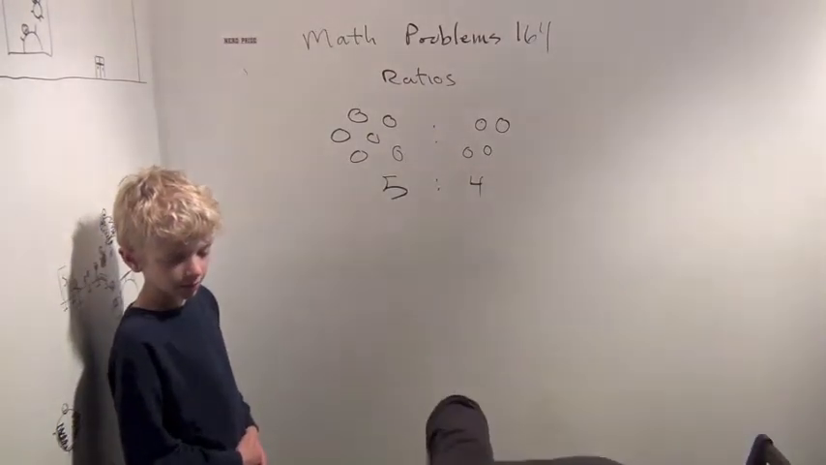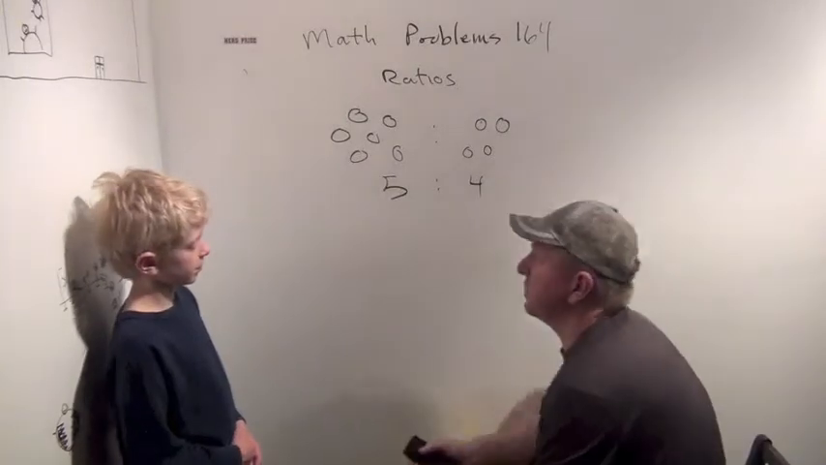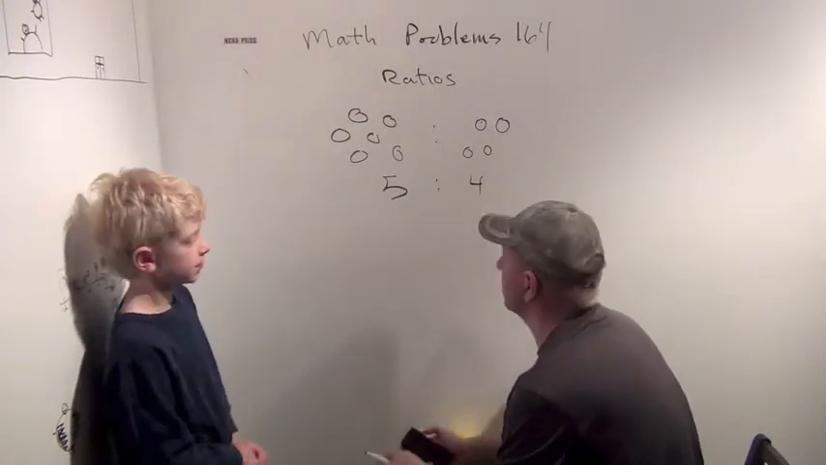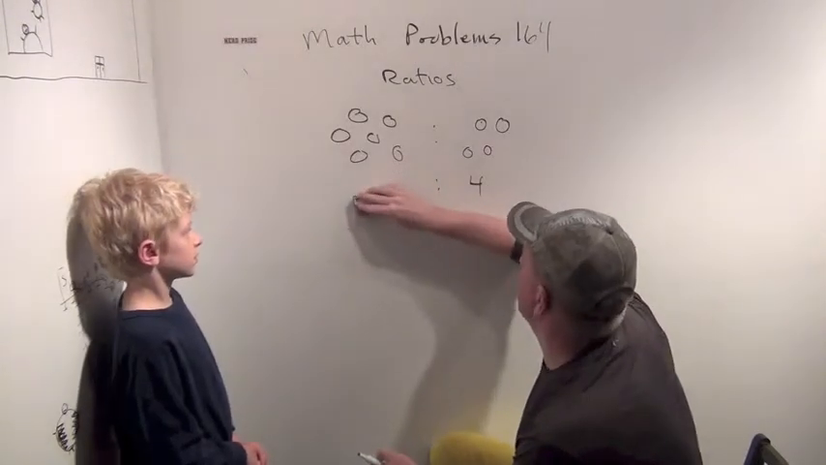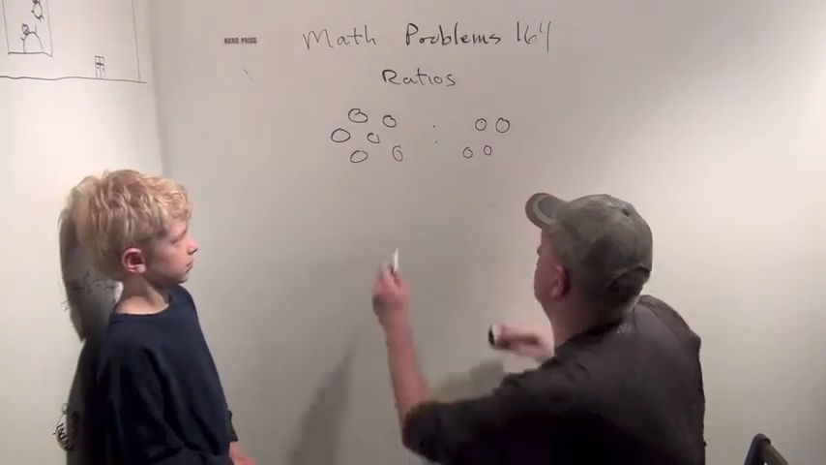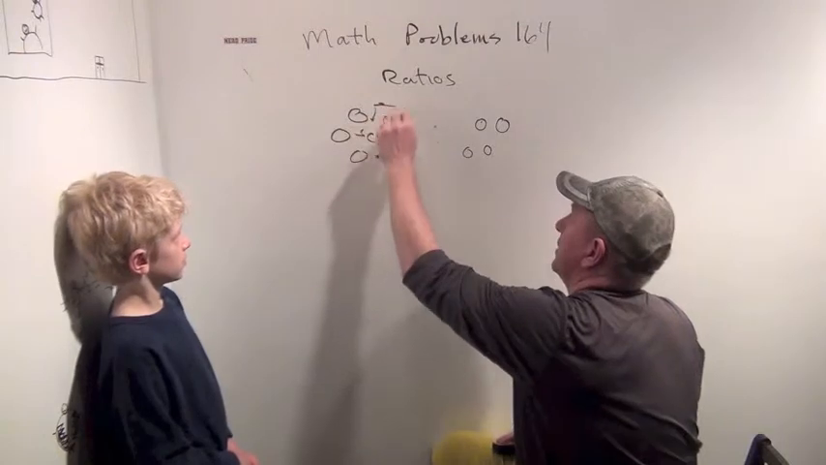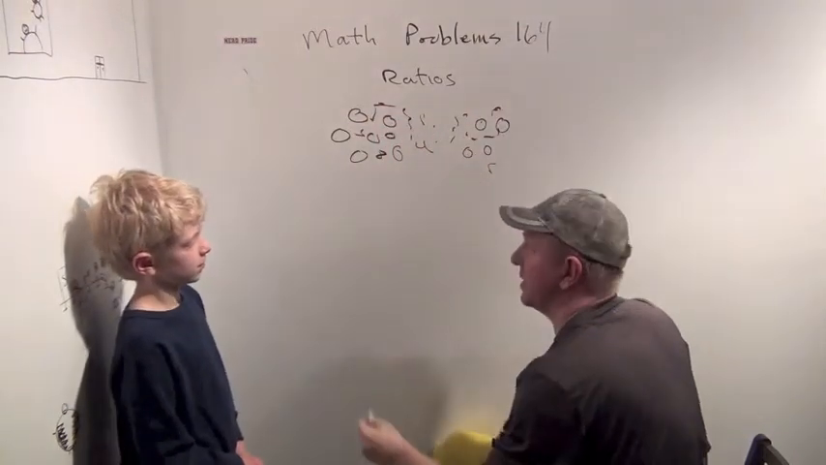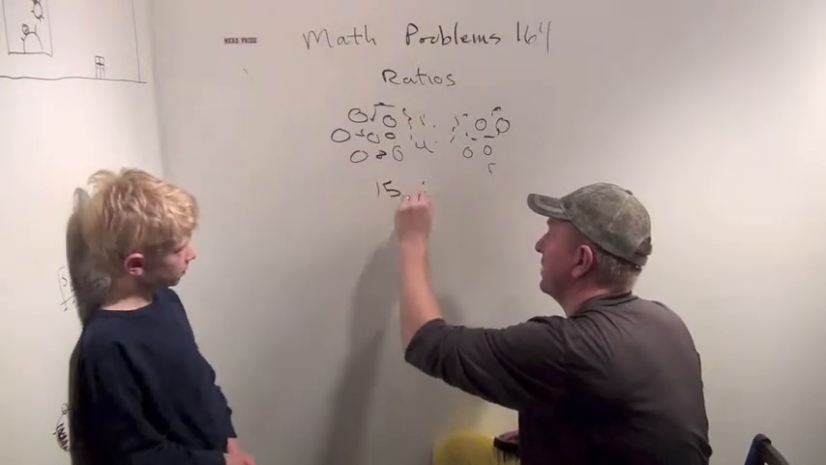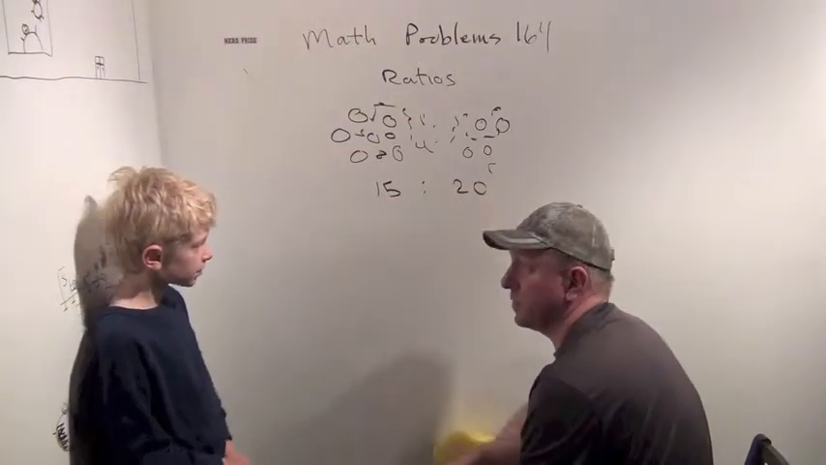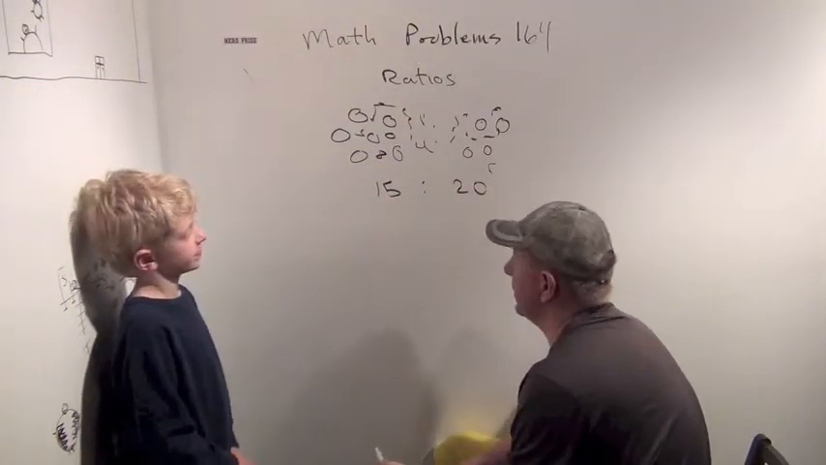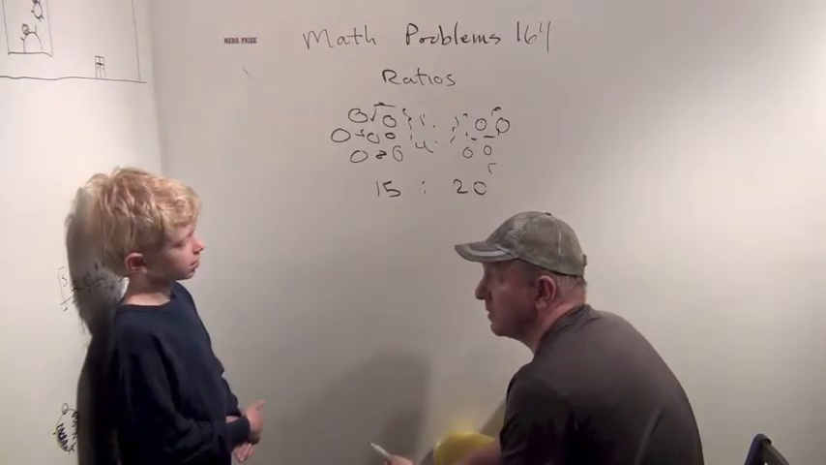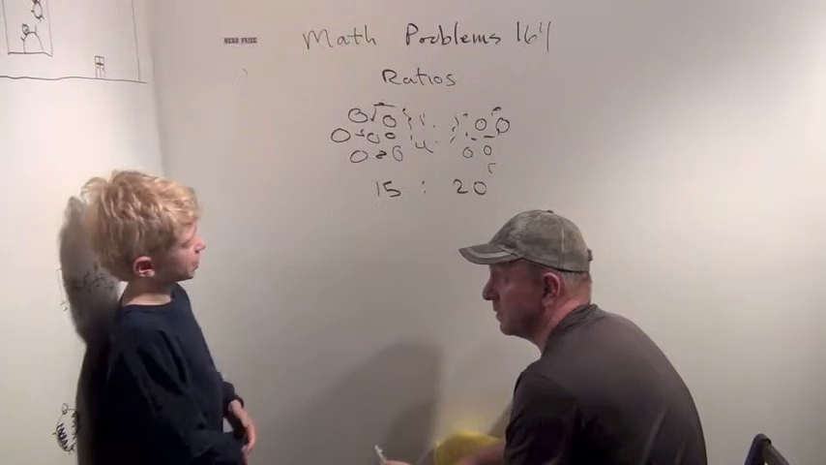They gave an example with classes with boys and girls, like maybe your karate class. Maybe it has 15 girls and 20 boys. Does that sound right? Okay, so one thing we could say is the ratio of boys to girls was 15 to 20. But we can simplify that.